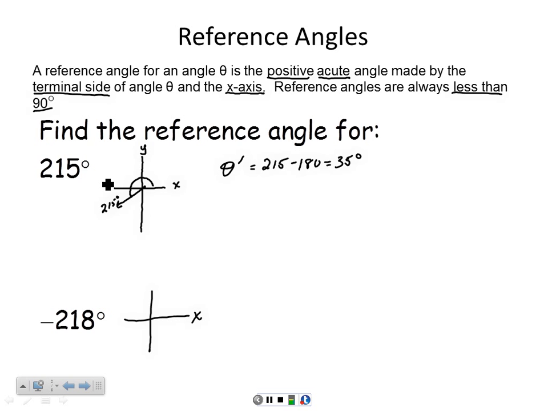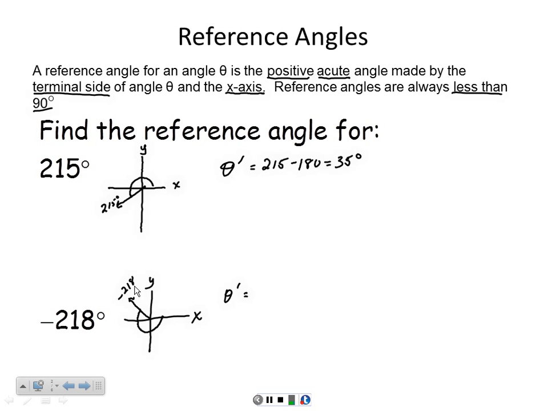So here we have x and y and negative 218 degrees. Remember, negative angles are going to go clockwise. So we're going to go past negative 180. And then this is going to be negative 218. So theta prime, the reference angle, again has to be made with the x-axis and the terminal side of the angle. So it's going to be this angle here.